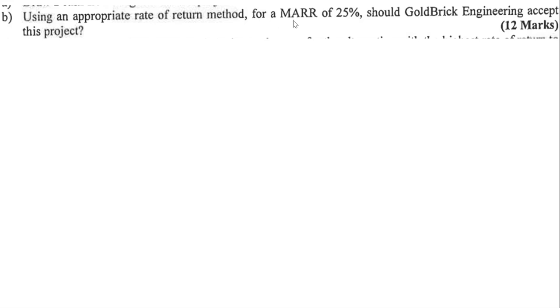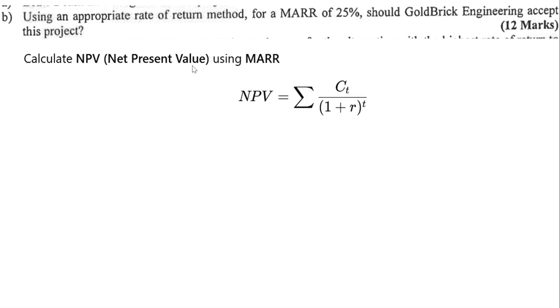Part B: using an appropriate rate of return for a minimum attractive rate of return of 25%, should Gold Brick Engineering accept this project or not? The question is asking whether we should accept this project if the minimum attractive rate of return is 25%. When it's talking about the minimum attractive rate of return, we have to calculate NPV, net present value. Net present value is equal to the summation of C_t divided by (1 plus r) to the power of t. C is the cash flow of the project, r is the interest rate, and t is the year.